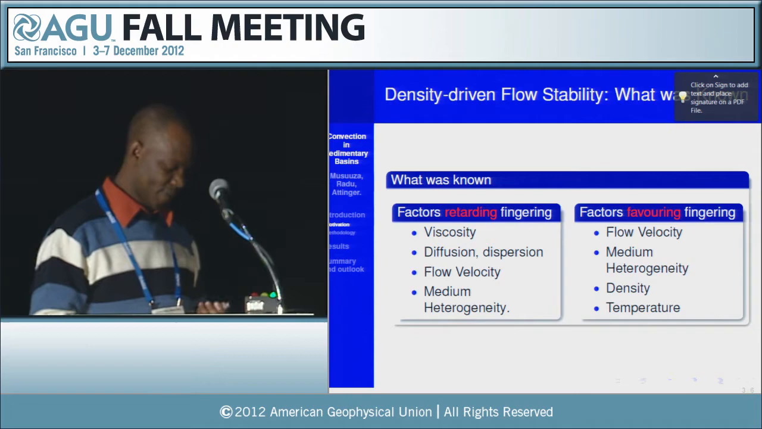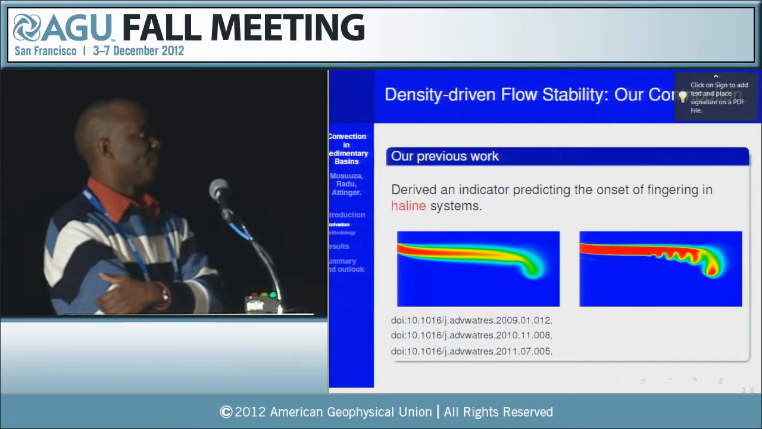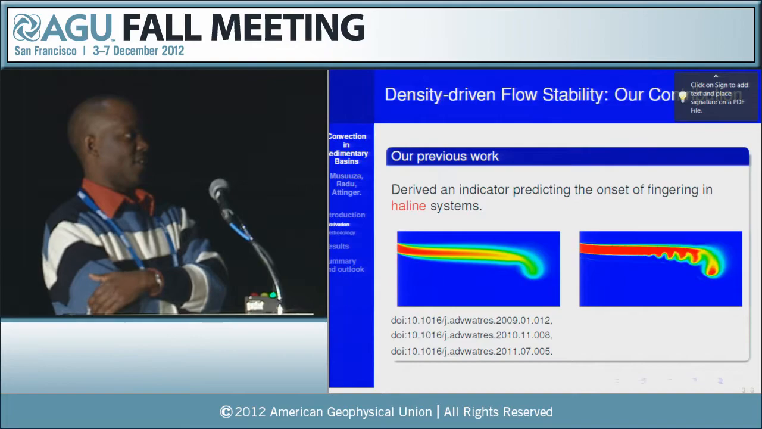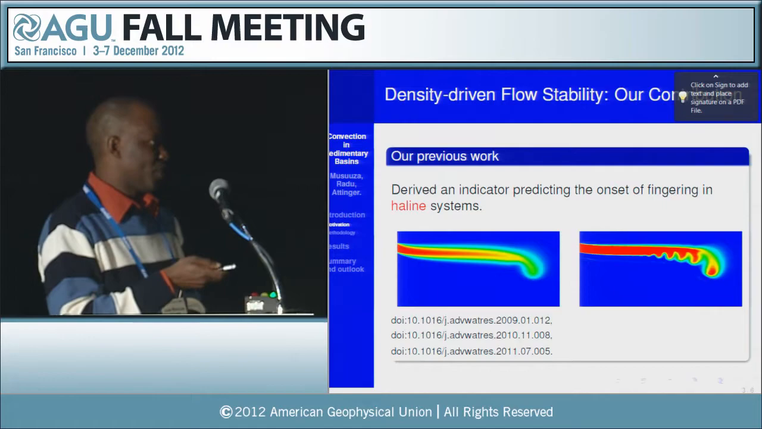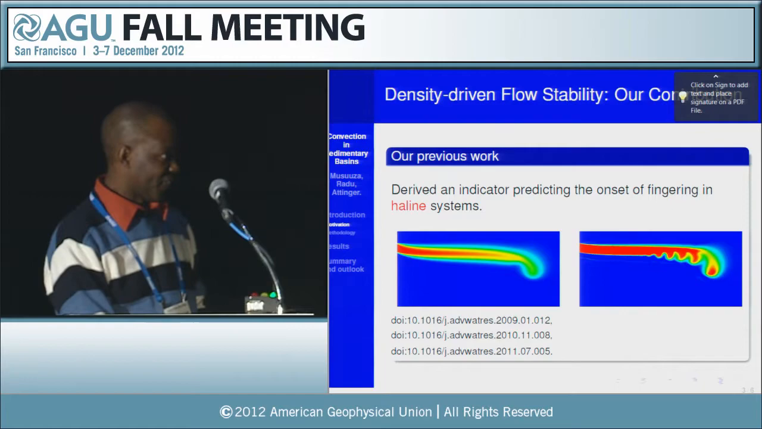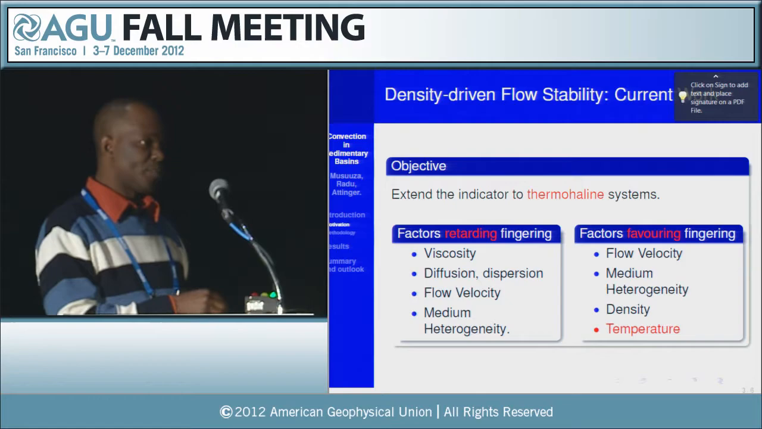Already, we derived a number that could predict the onset of fingers in high-line systems. And that is the difference between such and such. If you're interested, we have the results in these three publications. The objective now is to include temperature effects and move from high-line to some high-line systems.